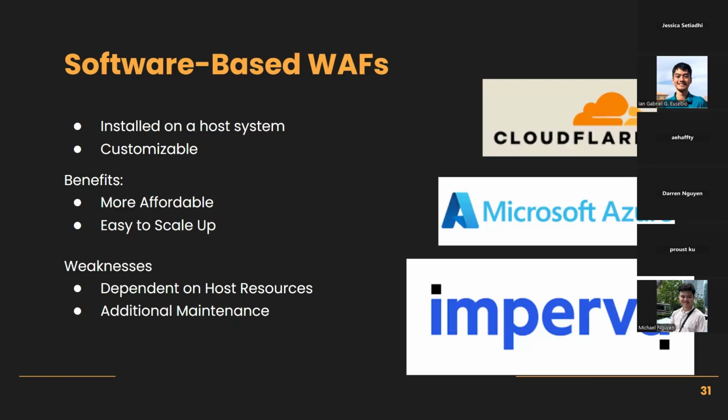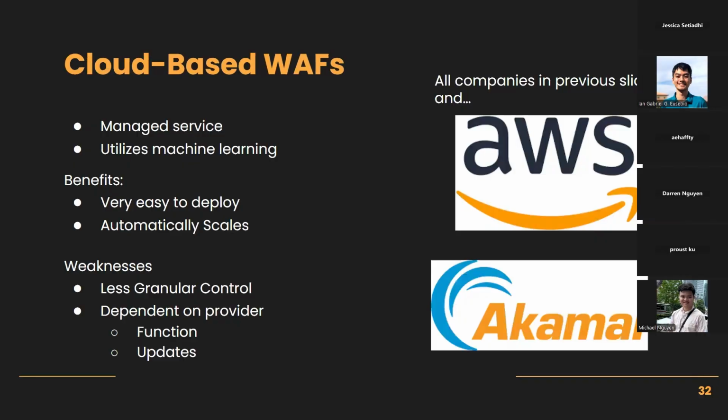Examples of software-based WAFs include Cloudflare, Microsoft Azure, and Imperva. All of these are software-based WAFs that can be implemented into your network. Now, there are also cloud-based WAFs. As you saw from the last slide, all those previous software-based web application firewalls also have cloud-based alternatives.